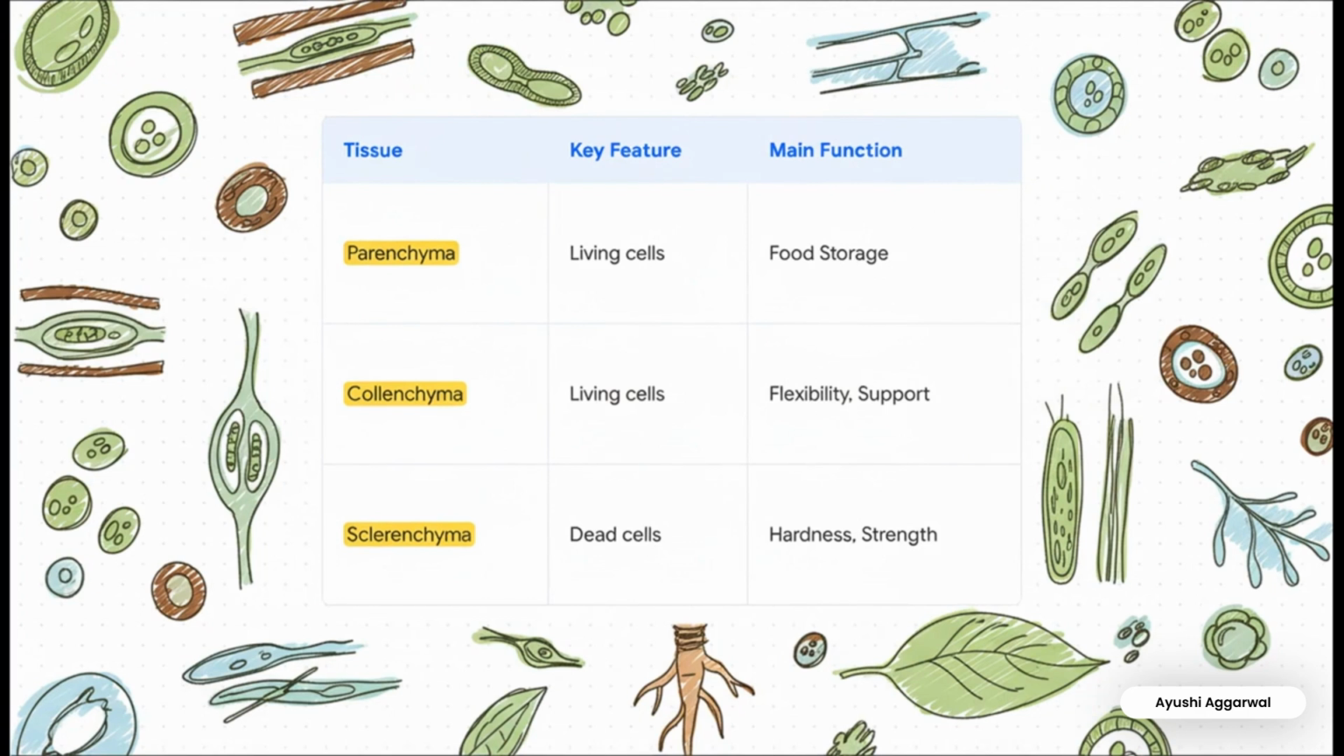This table right here is the perfect cheat sheet for your revision. For simple tissues, just remember these three names. Parenchyma is like the plant's pantry. It stores food. Collenchyma is the plant's yoga instructor, giving it flexibility. And the most important one, sclerenchyma. This is the plant's armor. Its cells are dead, and it gives the plant rock-solid hardness, like the hard shell of a coconut.